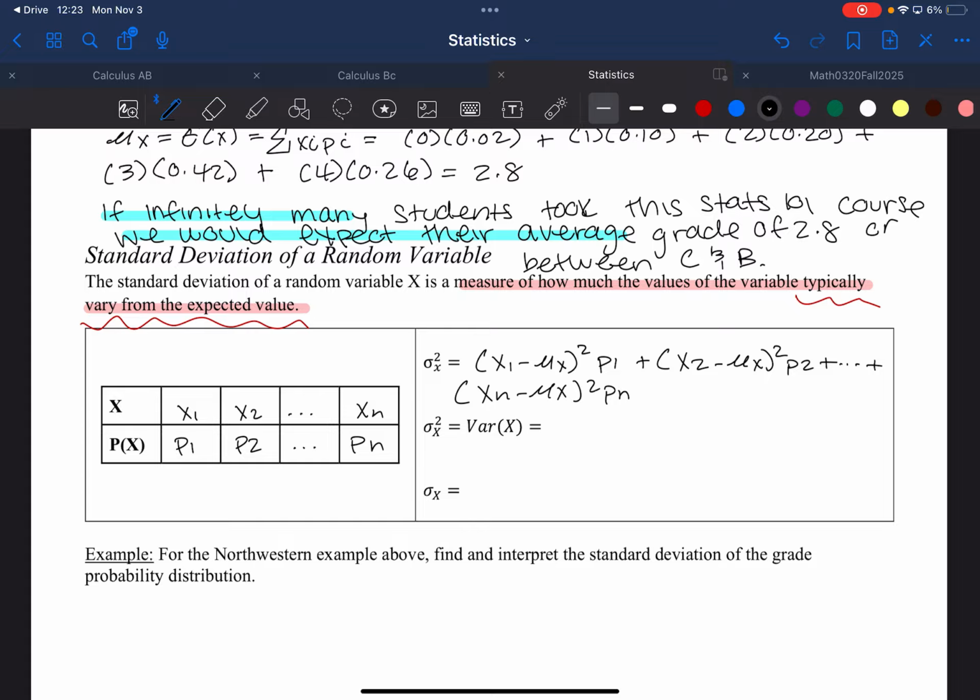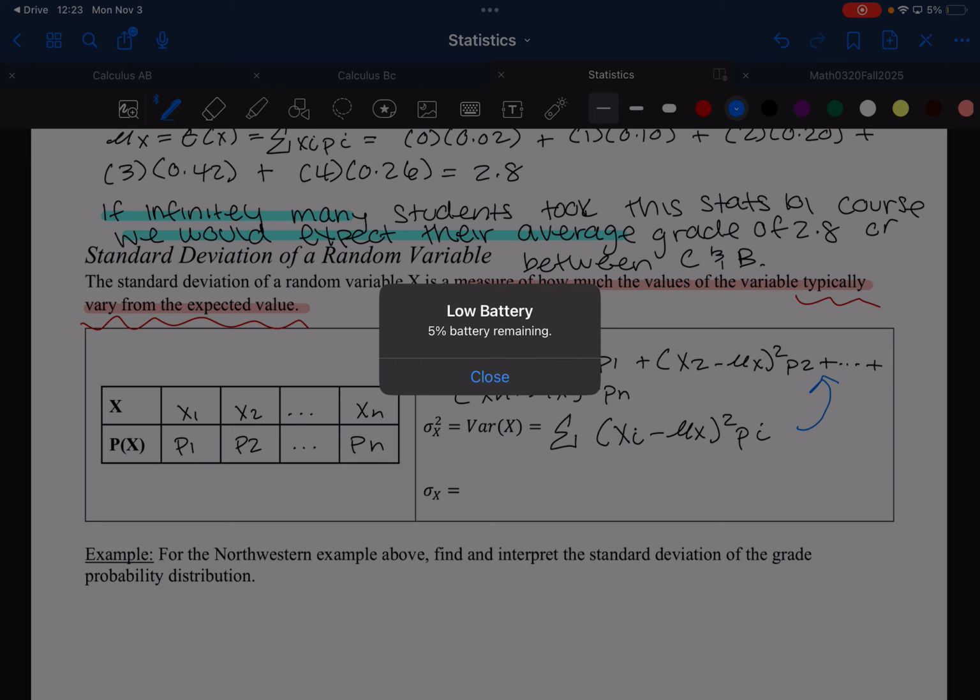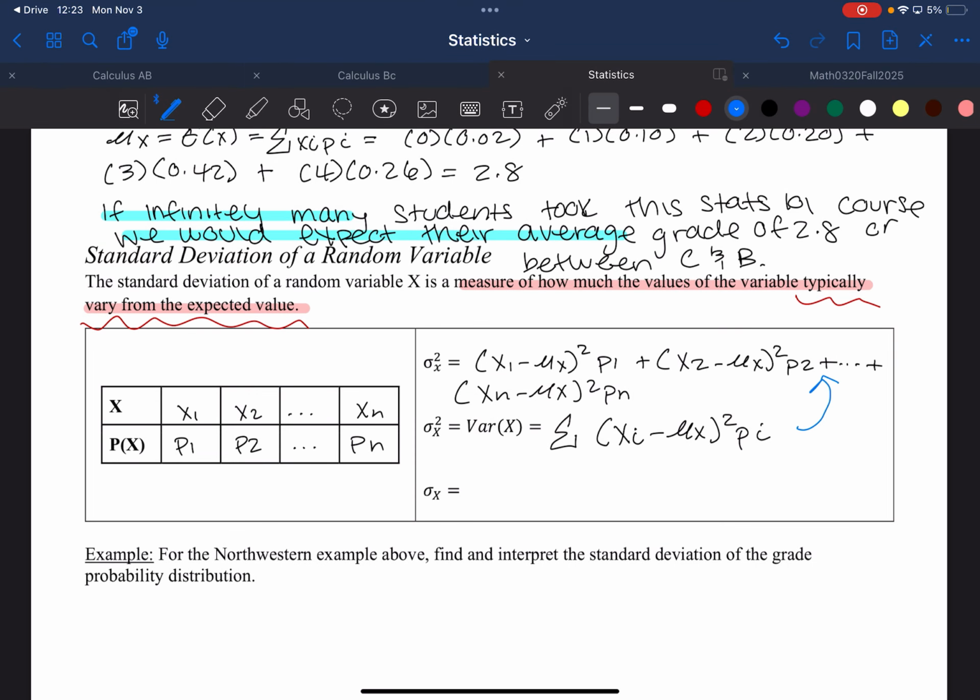Okay. Or in other words, the variance equation, which is the summation of (xi minus mu x) squared times pi. Remember, this is just a way to expand the summation formula. Okay. And then once we find variance, the standard deviation is the square root of variance, which means we take the square root of the summation of (x sub i minus mu x) squared p sub i, the entire thing.